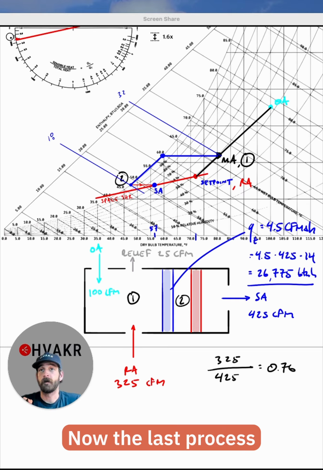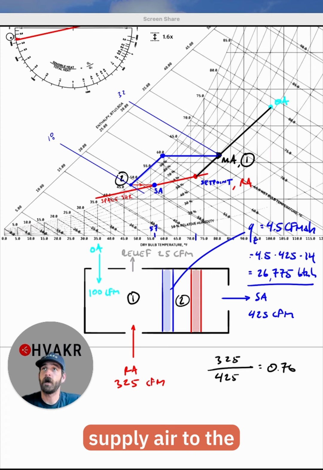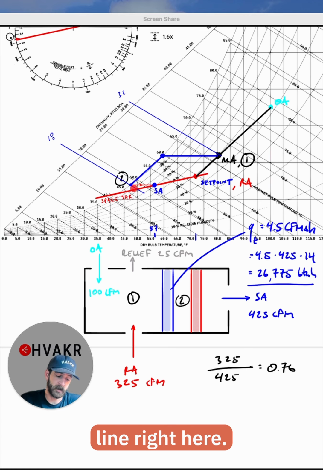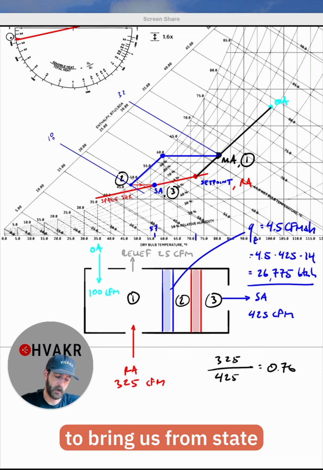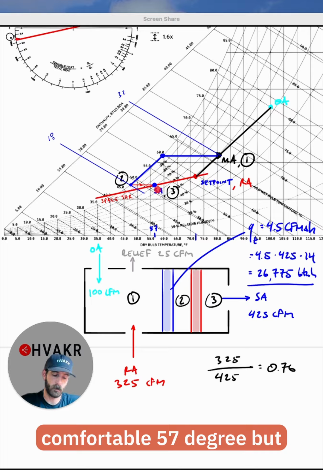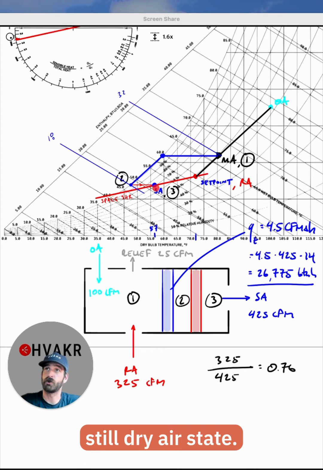tons. Now, the last process before we get our final supply air to the state that we want is this reheat coil. So that's the process line right here. The supply air is going to be our state 3. This reheat coil is going to bring us from state 2, which is saturated and cold, to a more comfortable 57 degree but still dry air state.